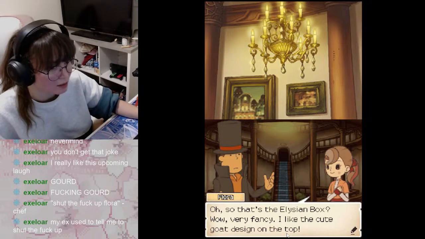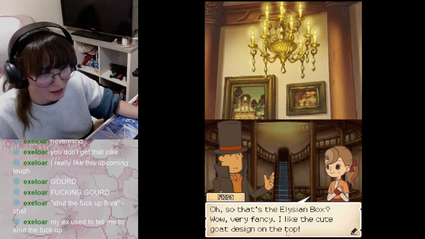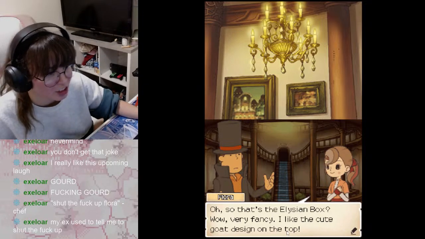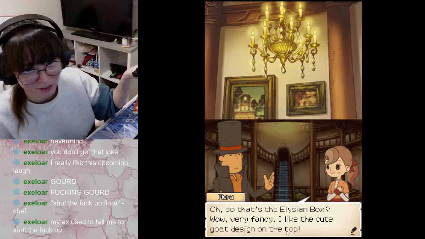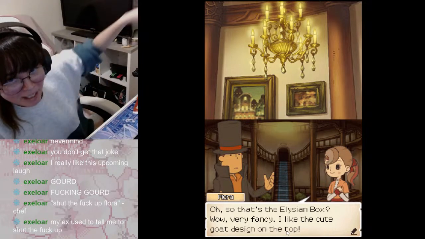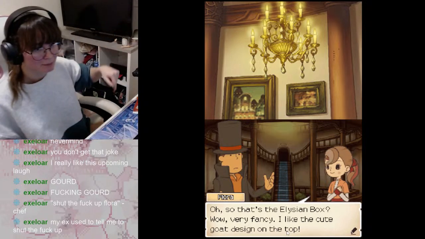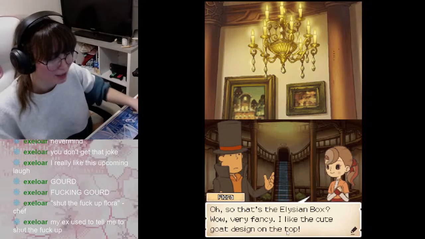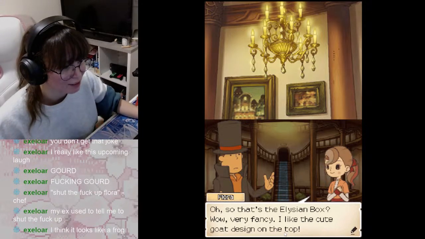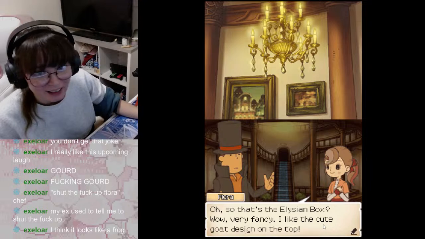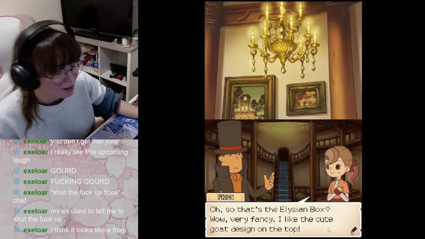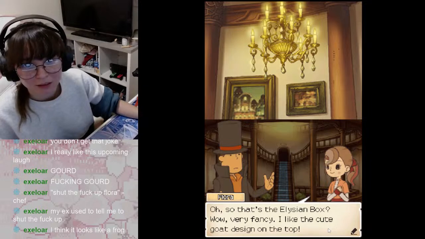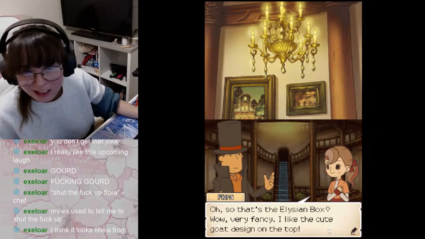Oh, she can tell it's a goat. Wait, that's weird. Why can she tell it's a goat? She's not supposed to be able to tell it's a goat. She should think it looks like a frog. I think that's very suspicious. I'm suspicious of her, okay? Rex used to tell me to shut up. Dang. I think it looks like a frog. Yeah, right? It looks like a frog. They even said it looks like a frog now. Why'd she say it looks like a goat? Suspicious.